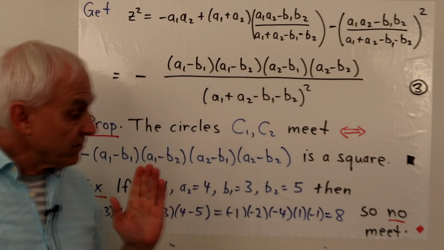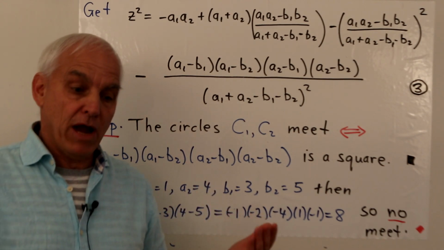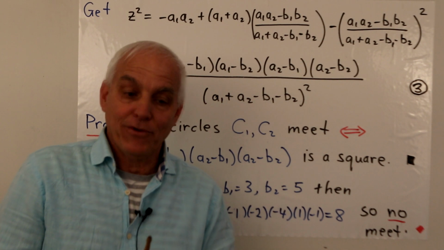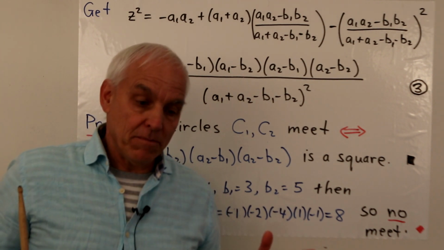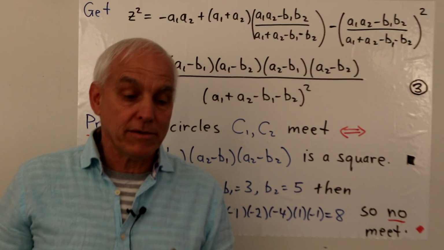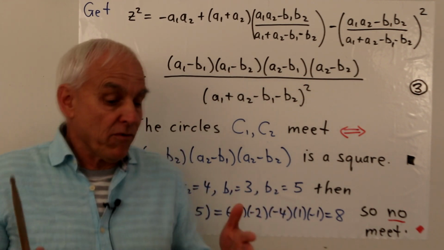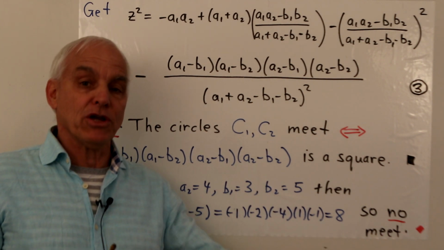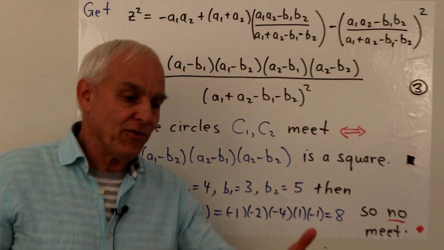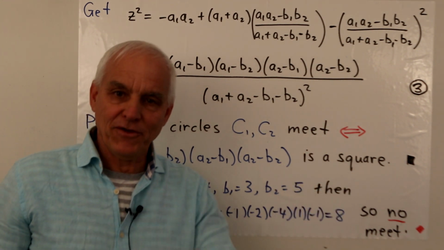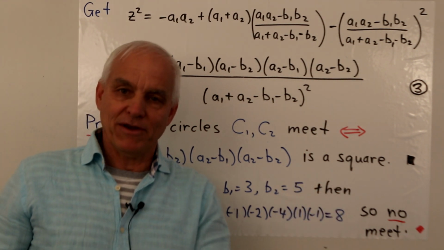Now, if you were working over some other field, perhaps your number system is a finite field. Everything that we've been doing here does work over a finite field as well. In fact, over a general field. But over a finite field, whether 8 is a square or not is a number theoretical issue. Over some fields, it will be a square, and there will be a solution. Over other fields, it will not be a square, and there will not be a solution.